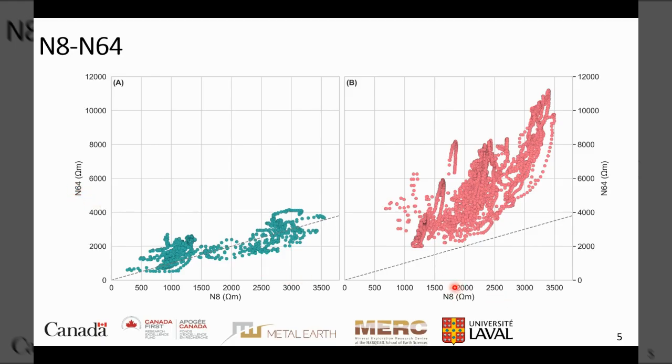And the second group is that the N8 increases up to a certain point, but N64 is still increasing. So that's why we are having these vertical trends. The reason for that can be explained by the fact that there's something resistive in 64-inch sections that does not exist, or does not exist as much as in the 8-inch section. So we believe that those resistive features are those quartz carbonate veins that we discussed.